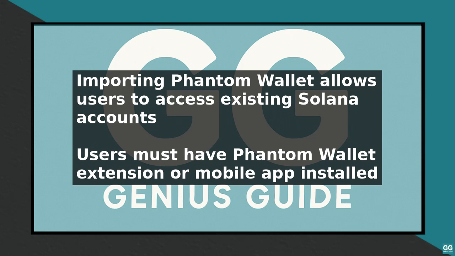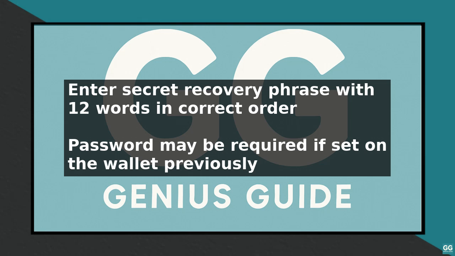Next, open the Phantom Wallet extension or app and click on the Import Wallet option, usually located on the main screen or in the Settings menu. You will then be prompted to enter your secret recovery phrase, which is a list of 12 words that were provided when you first created your Phantom wallet.